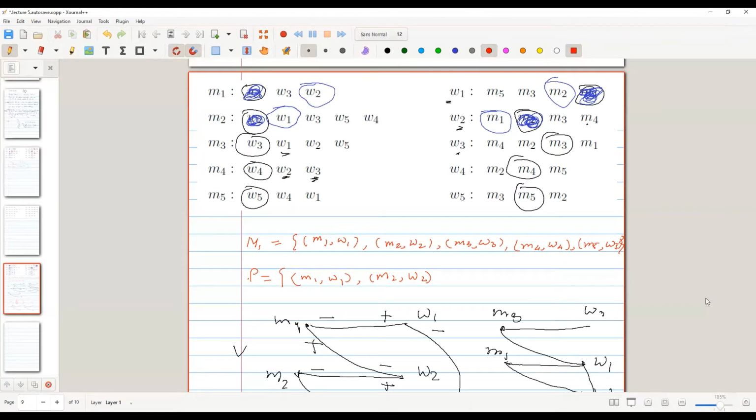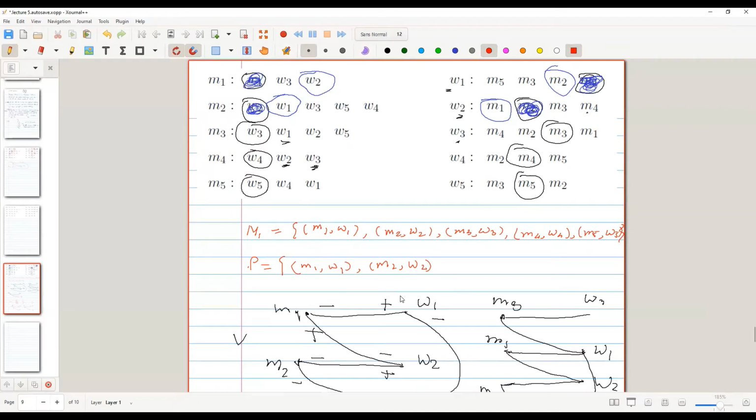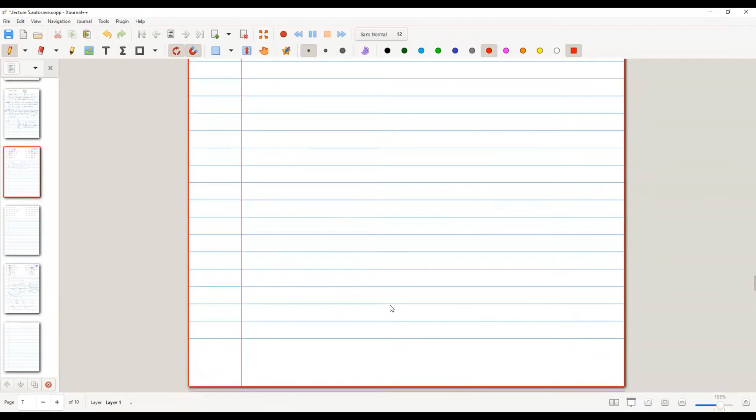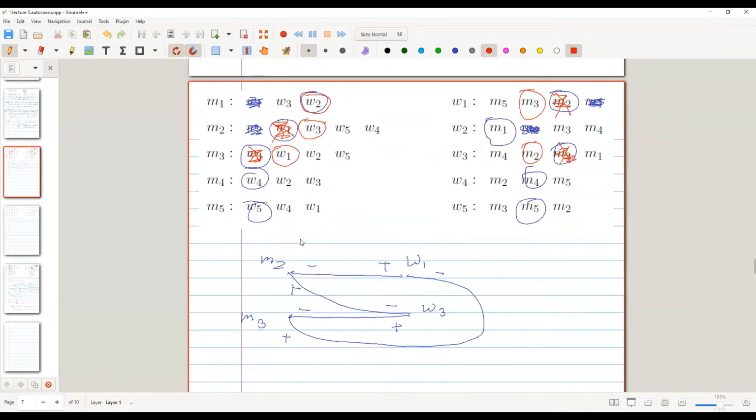Yeah, now it's fine. Okay, so we have this. Now we have the second matching. So where were we? Okay, I have to change these pages because it came before. Okay, so now we have this, and this is the current matching.